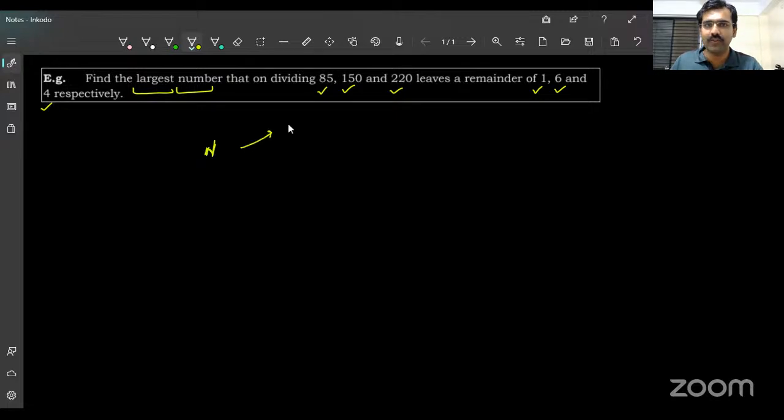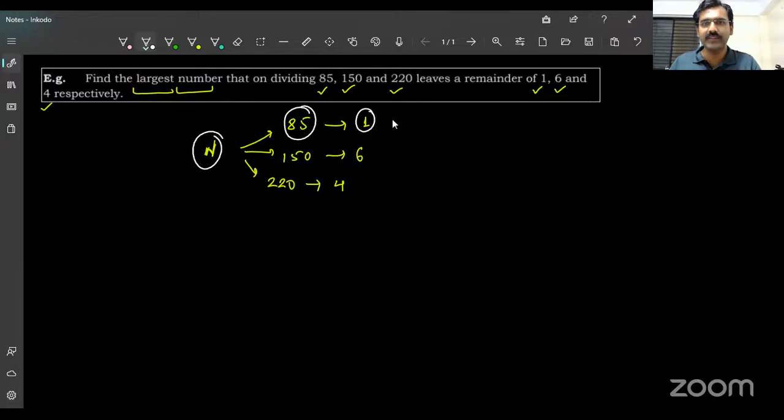So this n, when it divides 85, leaves a remainder 1. This n, when it divides 150, leaves a remainder 6. The same n, when it divides 220, leaves a remainder 4. Now, what's the problem here? The problem is simple: had there not been a 1 with 85, that number would have been perfectly divisible by n, which means 84 would be perfectly divisible by n. Similarly, had there been no excess of 6 with 150, this number would have been perfectly divisible by n, which means 144 would be divisible by n. I hope you're getting the logic why.